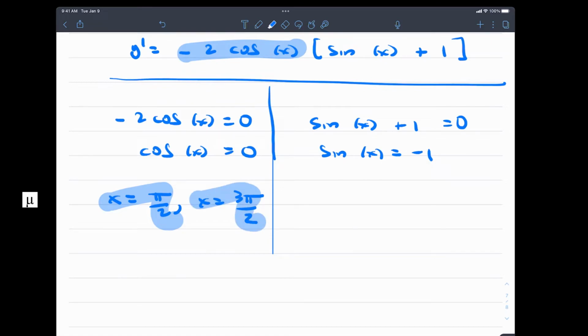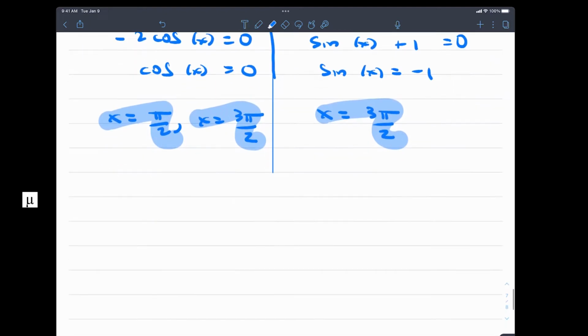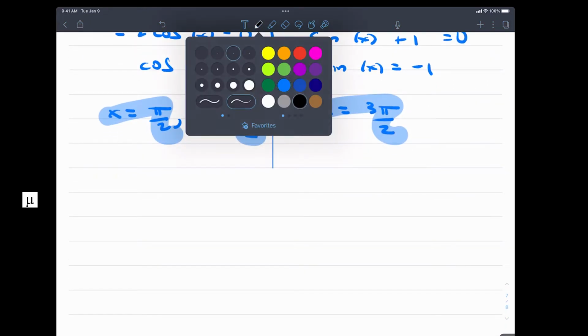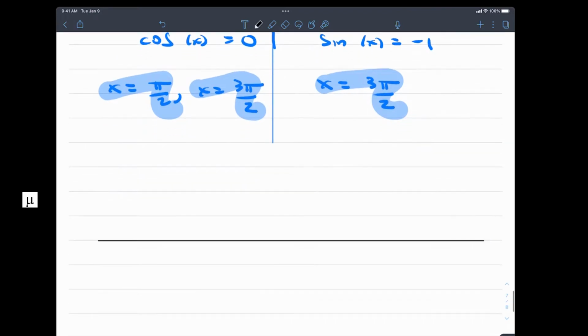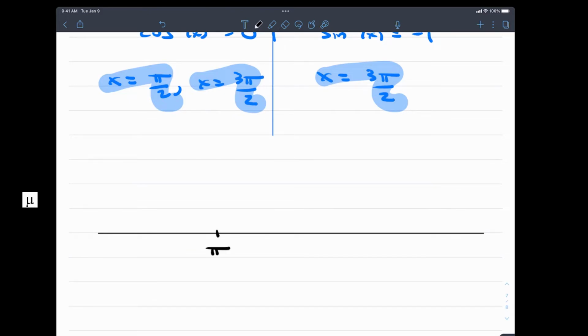When is sine negative 1? When x is 3 pi over 2. Is that true? So remember what I said about this restricted domain and everything. You're going to do sign analysis now. You say at pi over 2, the derivative is 0. At 3 pi over 2, your derivative is 0 here.